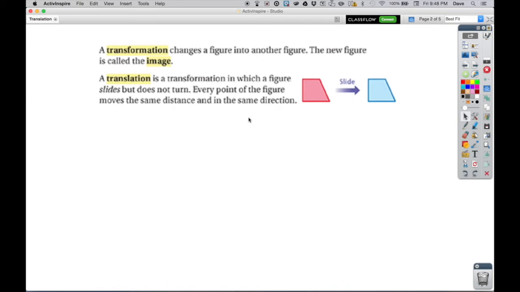This chapter is going to be a lot about geometric transformations. And a transformation is something that changes a figure into another figure.